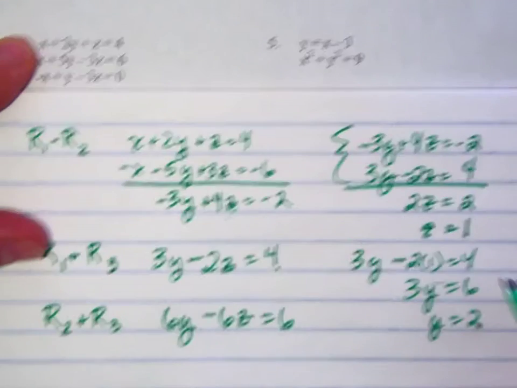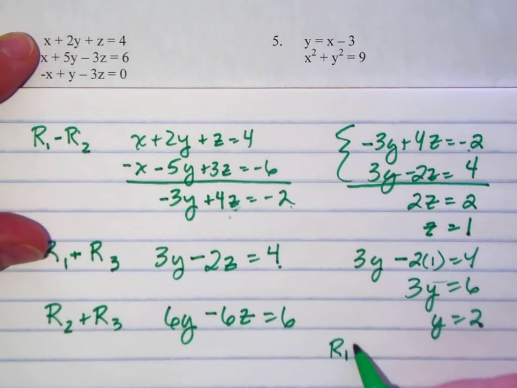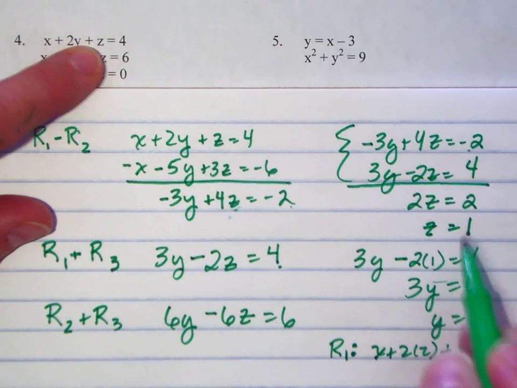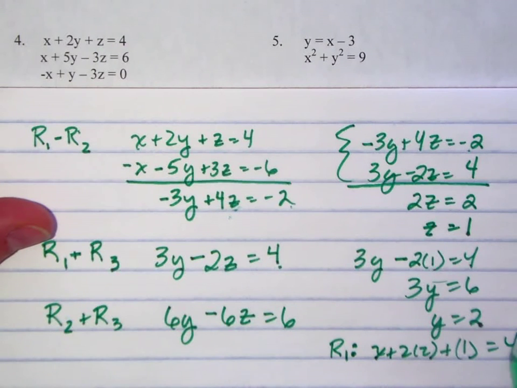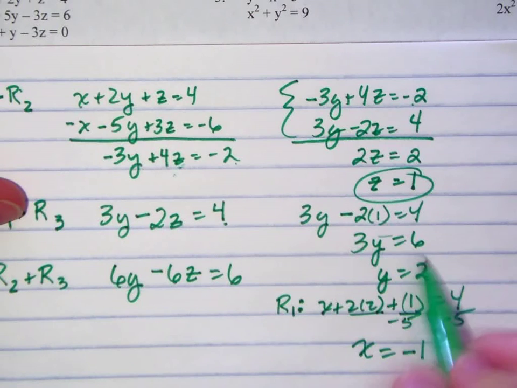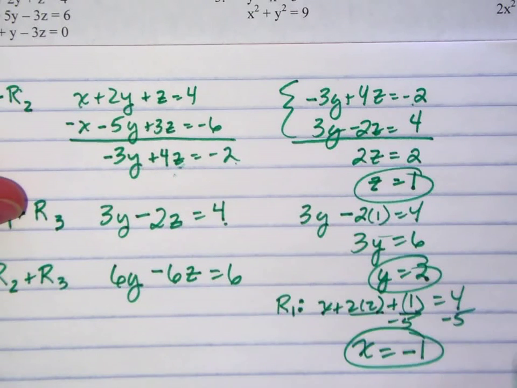I'm going to use row 1. And when I do that, I get x plus 2 times 2 plus 1 equals 4. And this is 4 plus 1 is 5. So if I subtract 5 from both sides, then I'm going to get x equals negative 1. So I have z, I have y, I have x. So my final answer is negative 1, 2, positive 1.